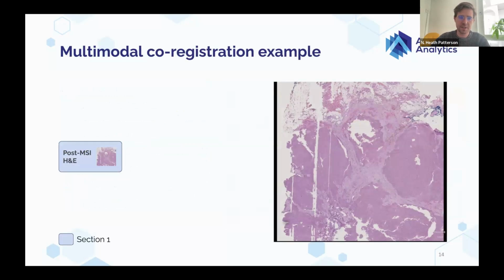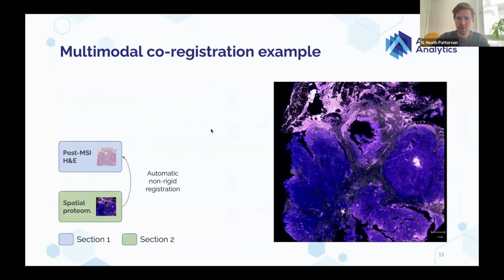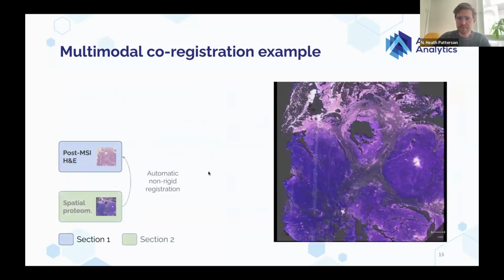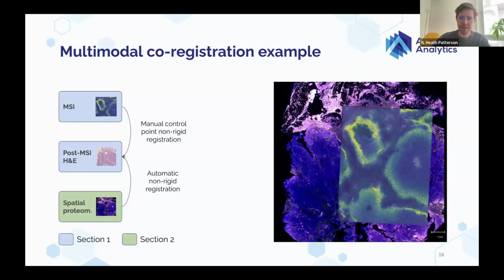This is an H&E. This is an example we did with MD Anderson Cancer Center in the US. This is a post-MSI, mass spectrometry imaging, H&E. And then we are able to overlay it from a second section with multiplex immunofluorescence. This is from the Lunaphore COMET. And then we can also overlay in MSI.